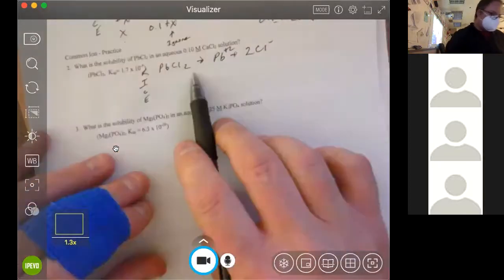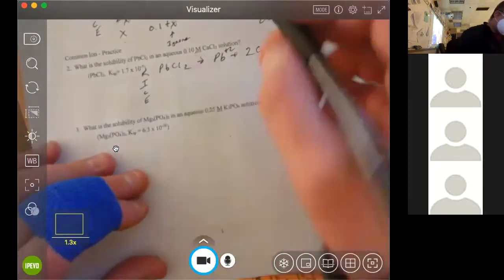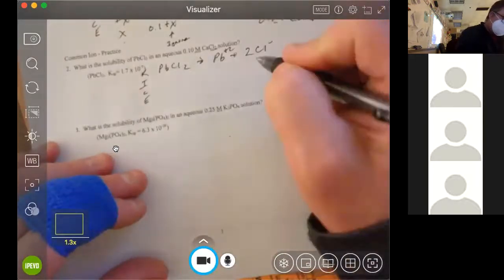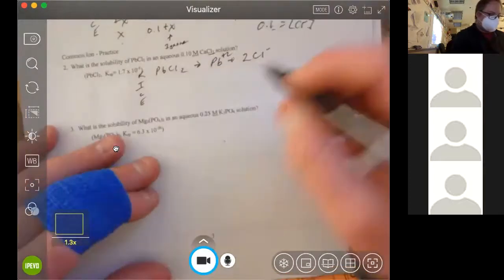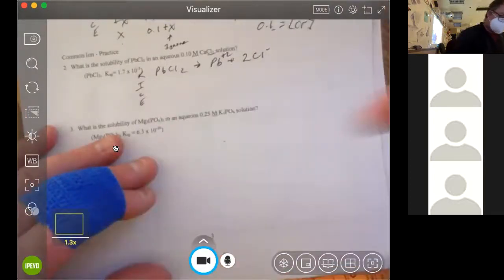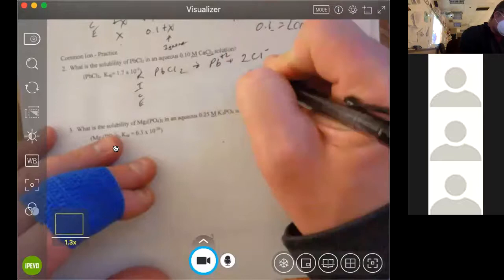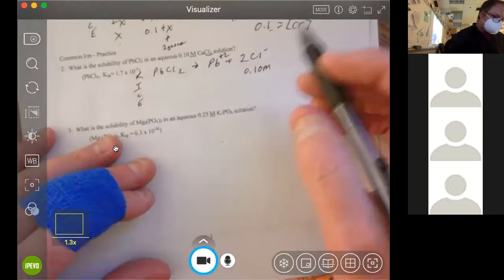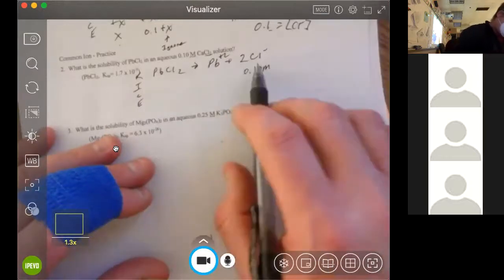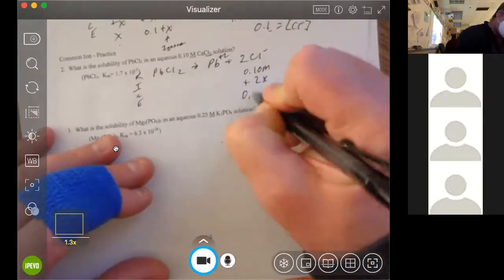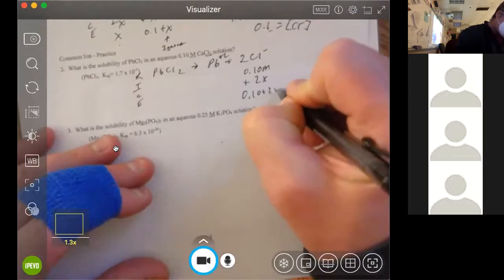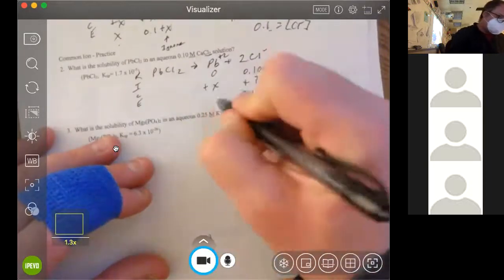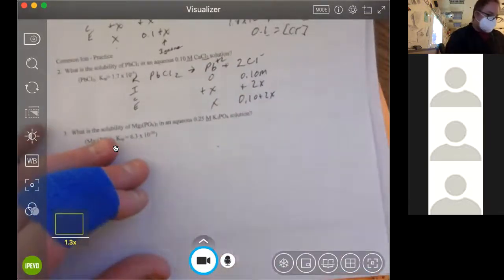So if we take a look, again, we have a 0.1 molar CaCl2 here. So that's going to be our common ion, Cl negative. Basically it's just looking for the ion that's the same between each two. So we are going to have initially 0.10 moles per liter of the Cl negative. We're going to add 2x. We're going to get 0.1 plus 2x. Here we're going to have 0, and we're going to have x at the end at equilibrium.